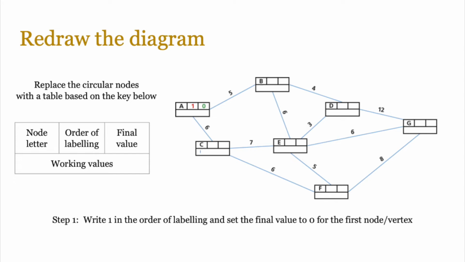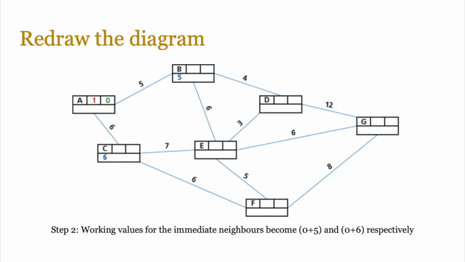So our first step is to write 1 in the order of labeling and set the final value to 0 for the first node. Once we've worked the first node out, we then look at the nodes connected to it. In this case, B and C are connected to A, and we work out the working values for those 2 nodes by simply taking the final value for node A, which is 0, and for B, we add 5 because that's the edge value. So 0 plus 5 gives us a working value of 5. We write it in the space. And for C, 0 plus 6 gives us 6. We write that. And that's step 2.